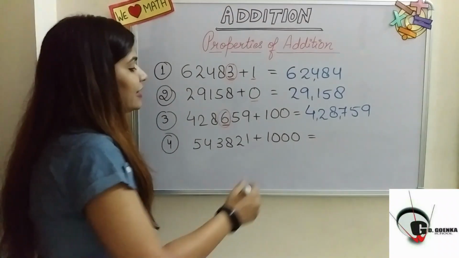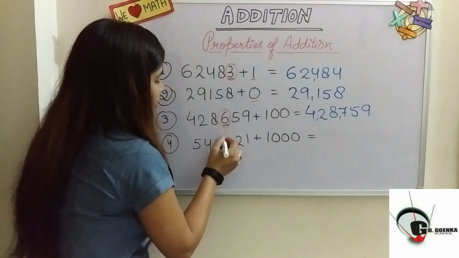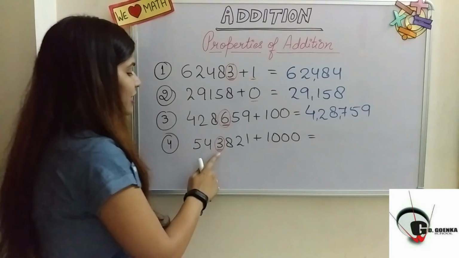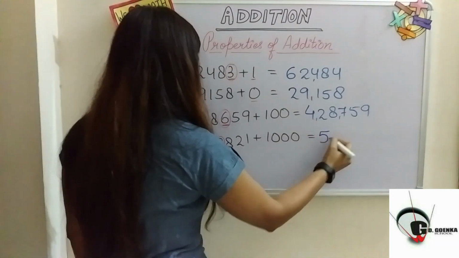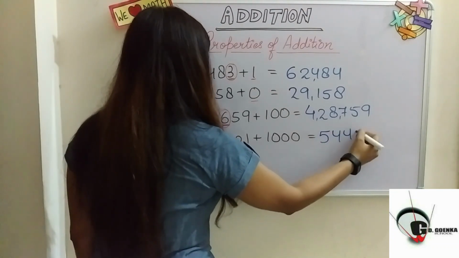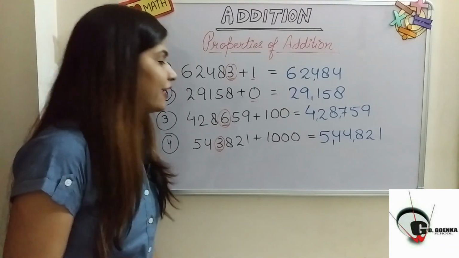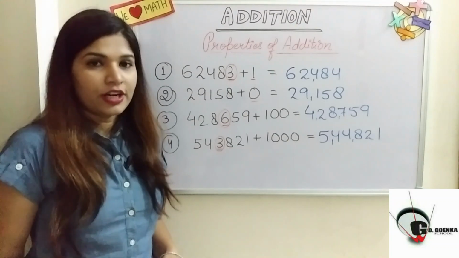Now we are adding 1000. So ones, tens, 100, 1000. This is the 1000 place. So we are going to increase this 3 by 1. It will be 544821, that is 5,44,821.